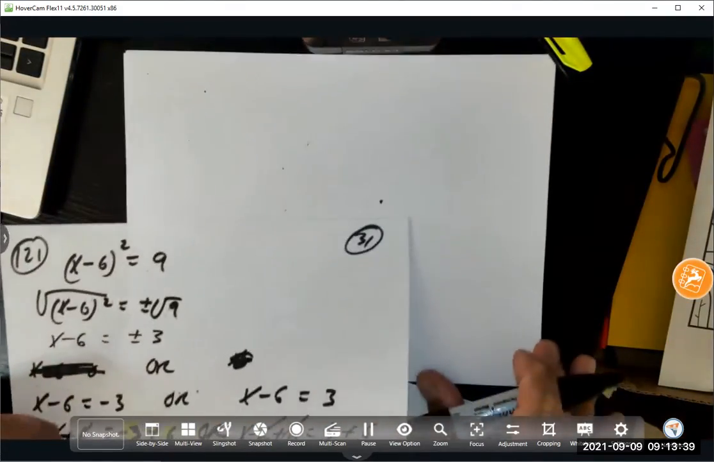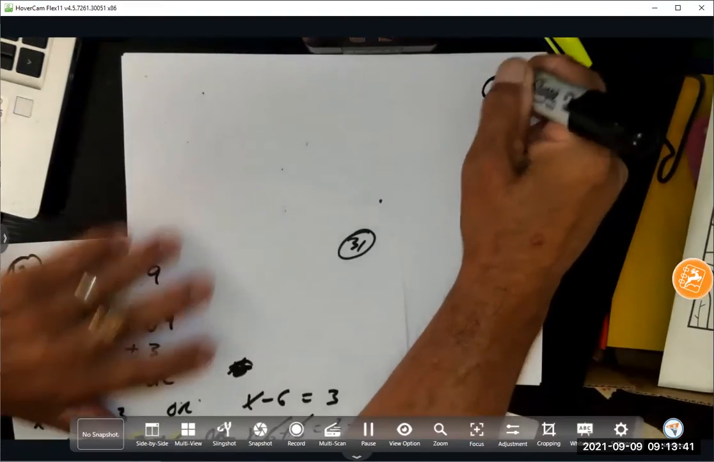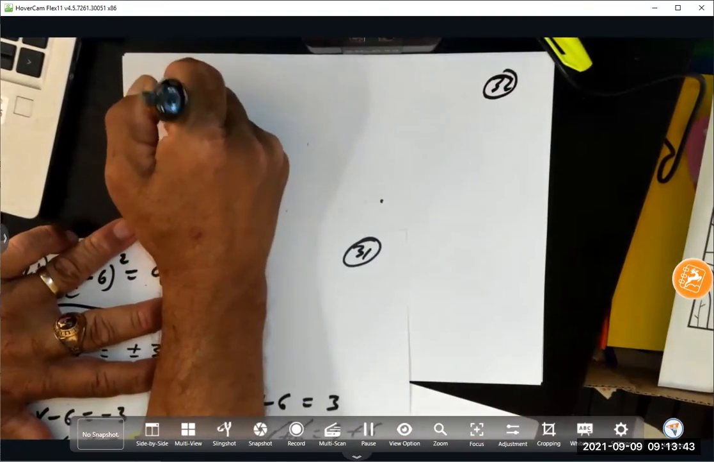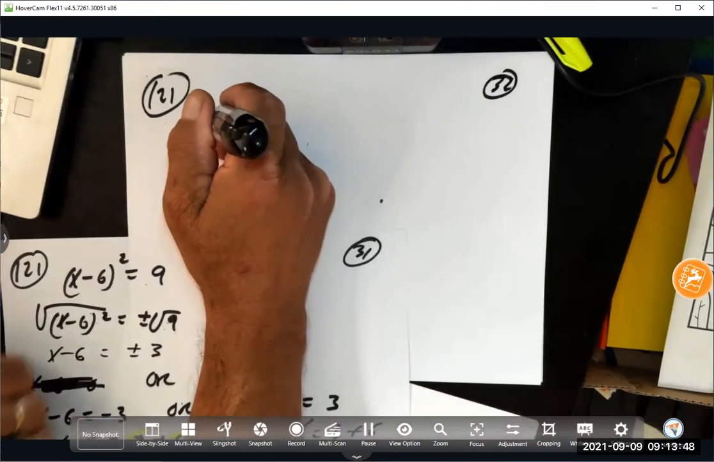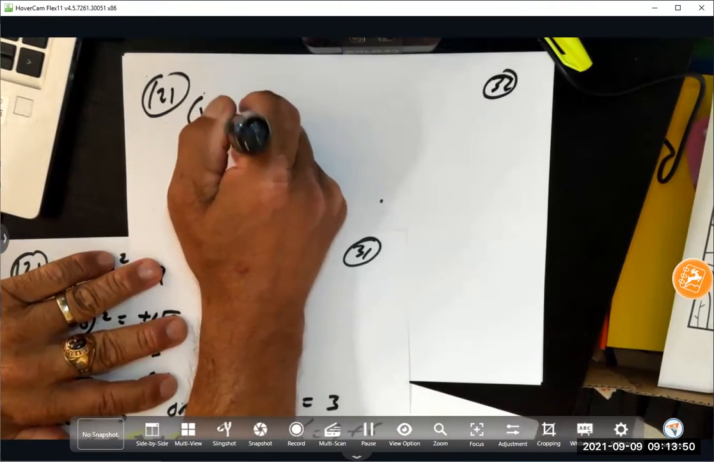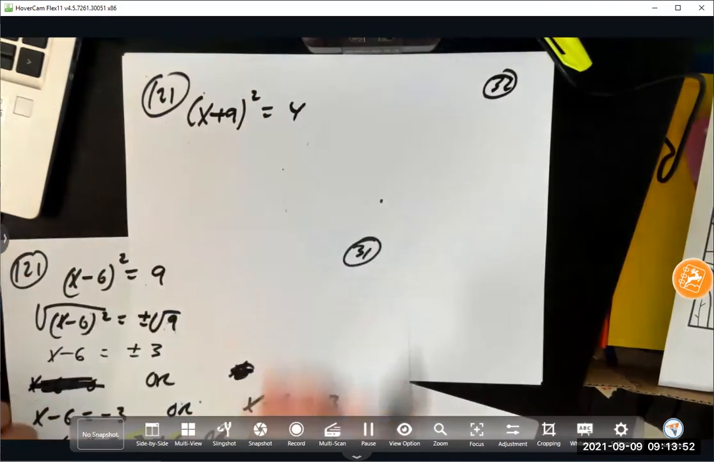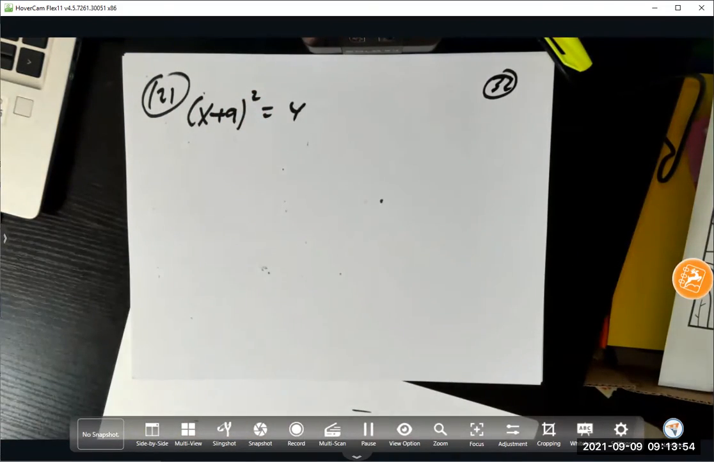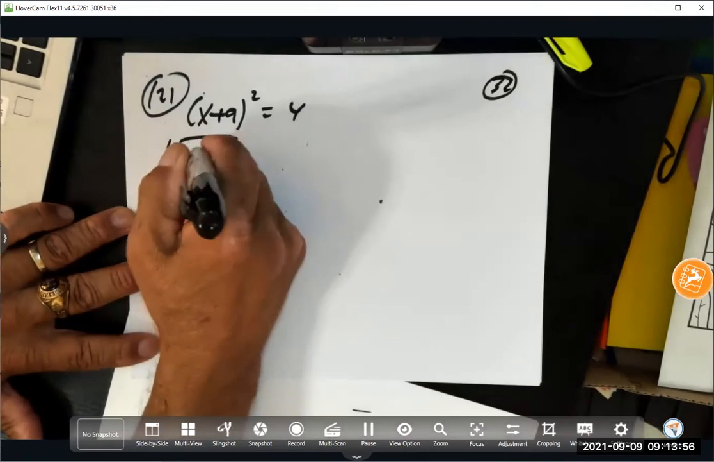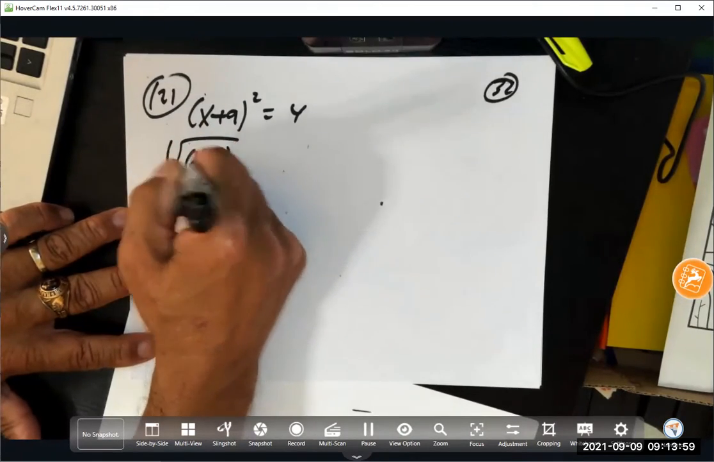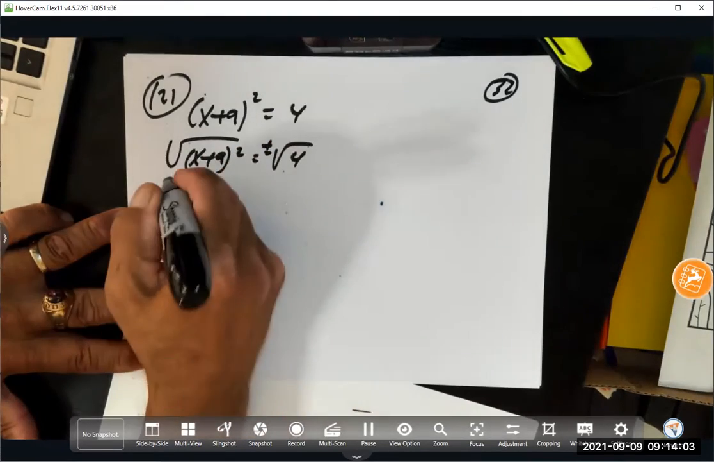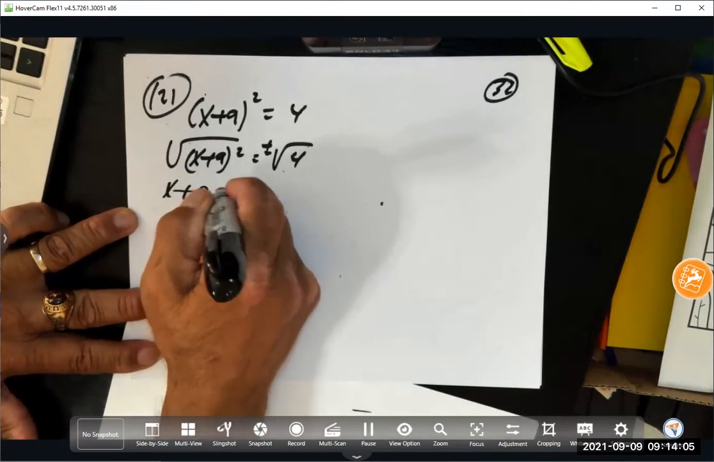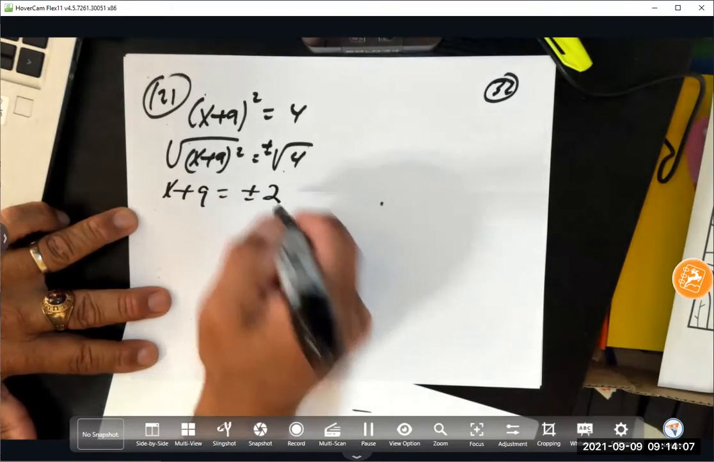All right, let me just change the numbers. I'm going to do it again, same thing. Just going to change the numbers. You'll see in a second. All right, so you have x plus 9 squared equals 4. All right, so I'm going to square root both sides. Ready? Take the square root of this side and the square root of this side, and this is going to be plus or minus the answer. So x plus 9 equals plus or minus 2. Is that right?